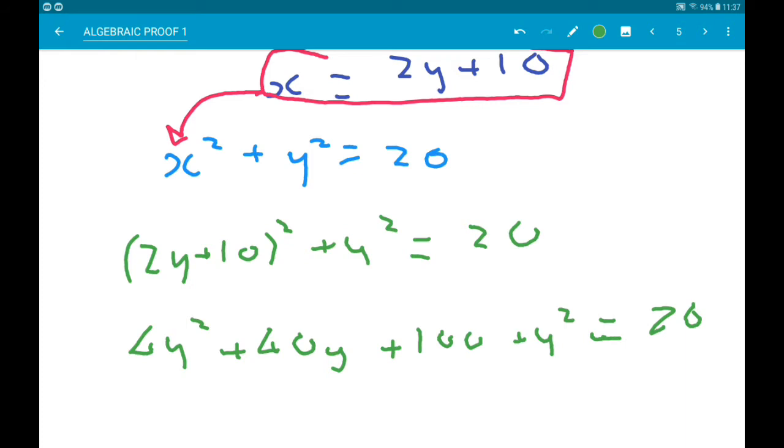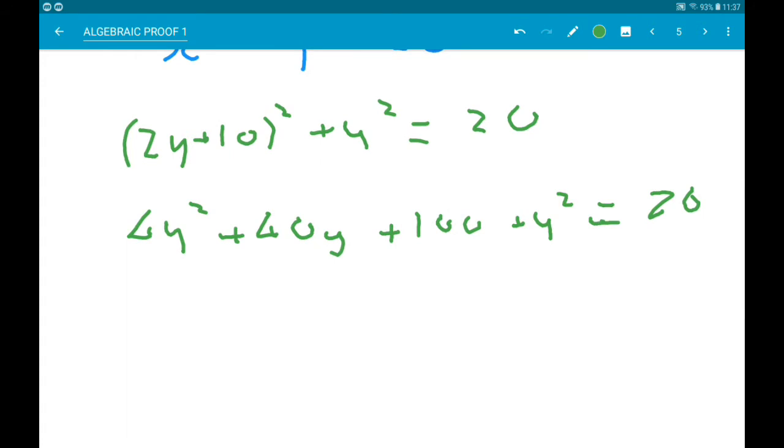Okay, so this is now a quadratic in terms of y. To solve quadratics, you always want to get everything on the same side with a 0 on the other. So we can sharpen up the y squareds. We have 5y squared, add 40y. Now we're going to take this 20 on the right from both sides. So we're then left with add 80 is equal to 0.